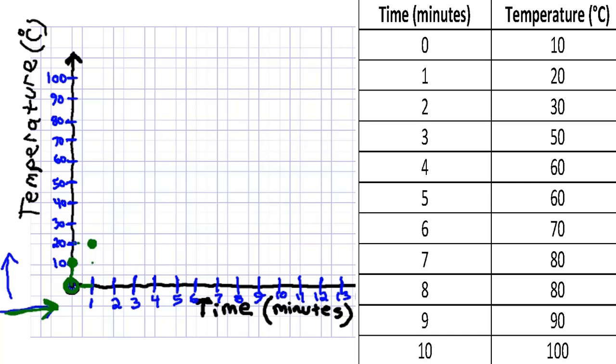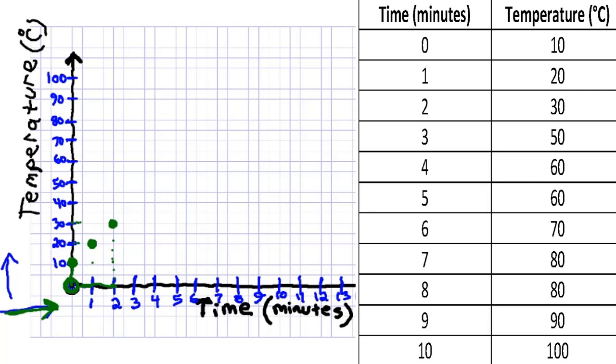Now our next one is at 2 minutes on our timeline. It's going to be 30 degrees Celsius on our amount line. So at 2 minutes on our timeline, we're going to go up to where it meets the 30 degrees Celsius on our amount line. So if you look down here, this lines up with our 2 minutes on our timeline, but if you look over here to the left, this lines up with our 30 degrees Celsius on our amount line.